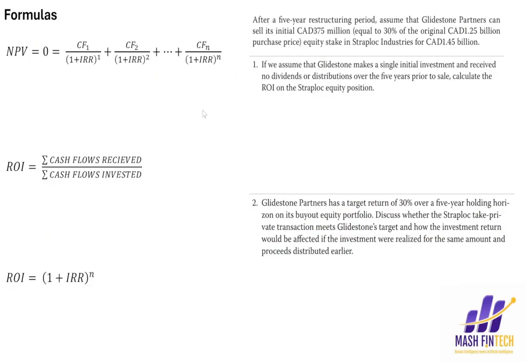Now, I mentioned that to evaluate private investments, we are going to consider internal rate of return and the return on investment. Your internal rate of return is the rate of return for which the net present value is equal to 0. You could calculate it if you manage to get the return on investment, using this formula, where you take the return on investment and equate it to 1 plus the internal rate of return to the power of n, the number of years in the holding period.